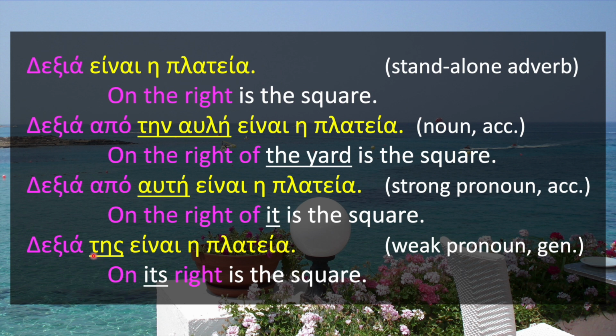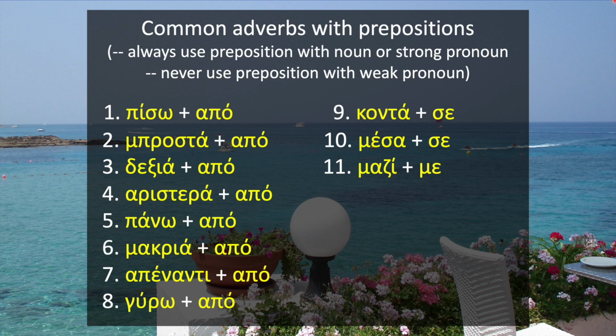Now, notice here that we don't have the preposition από. So when we use the weak form of the personal pronoun, which is in the genitive case, we don't use the preposition από. So a lot of adverbs, when they are not standalone adverbs, use a preposition. And they use a preposition with a noun or a strong pronoun, as we've seen. But they never use a preposition with a weak pronoun.